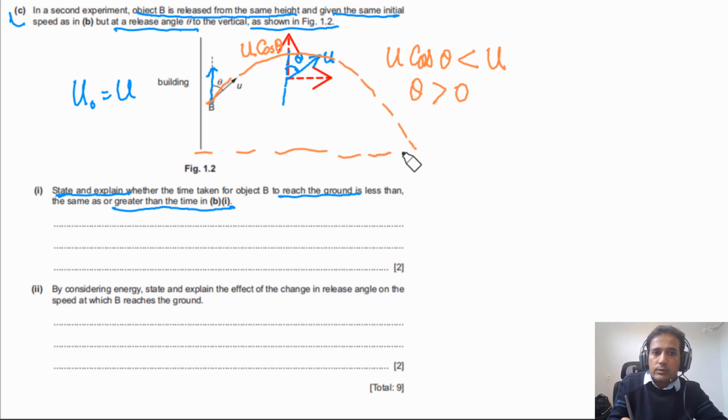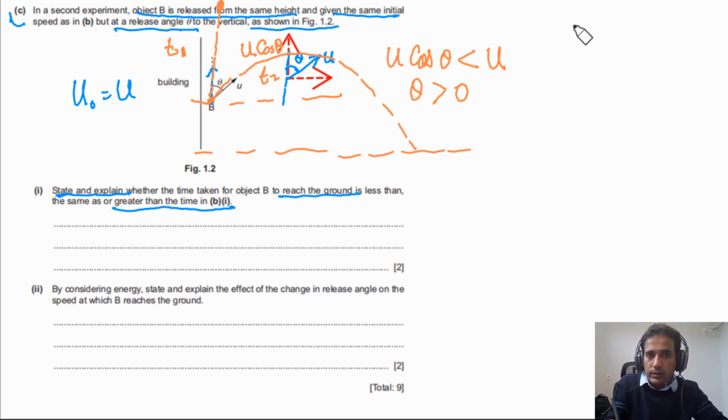So you can also draw this one, and this one will go up, it will reach a higher height, and then it will fall. Now the time taken from this point to this point is longer, so let's say this is t1, and the time taken from here to here, let's say this time is t2. So t1 will be greater than t2.